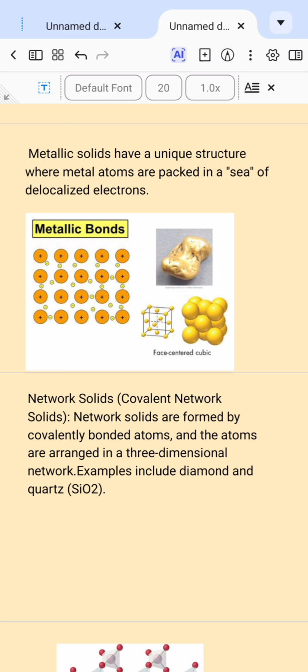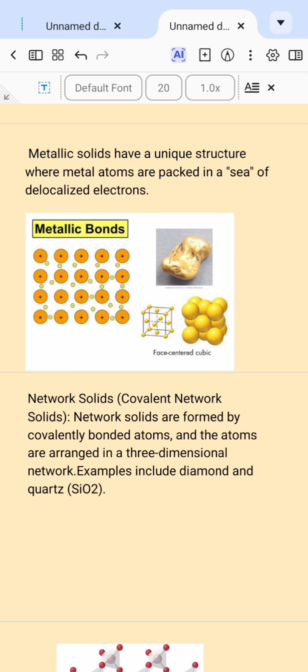And of graphite and diamond, one is arranged to form an octahedral shape, and the other is arranged to form a tetrahedral shape. And this is a result of the covalent network bonding.